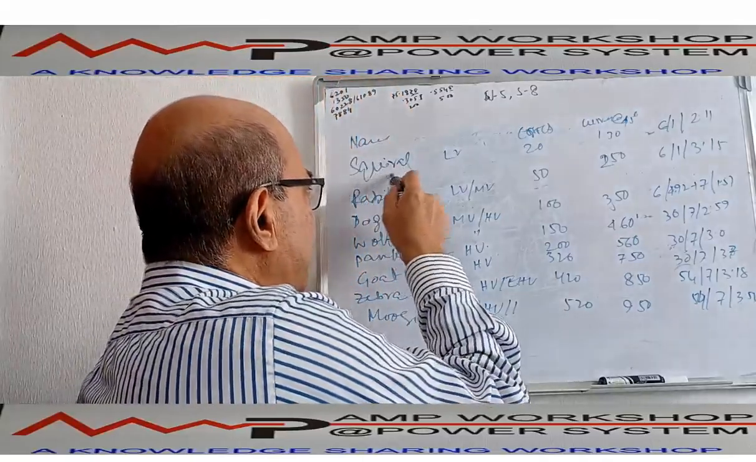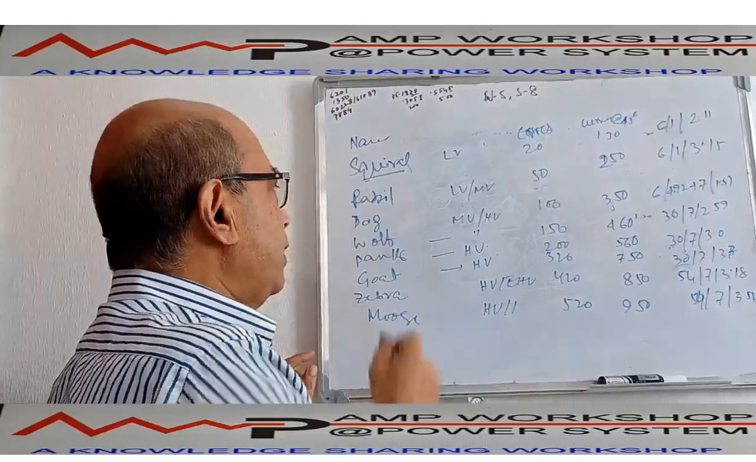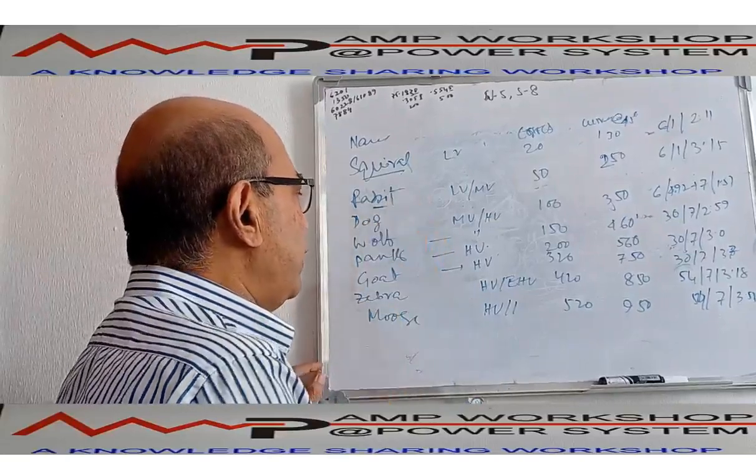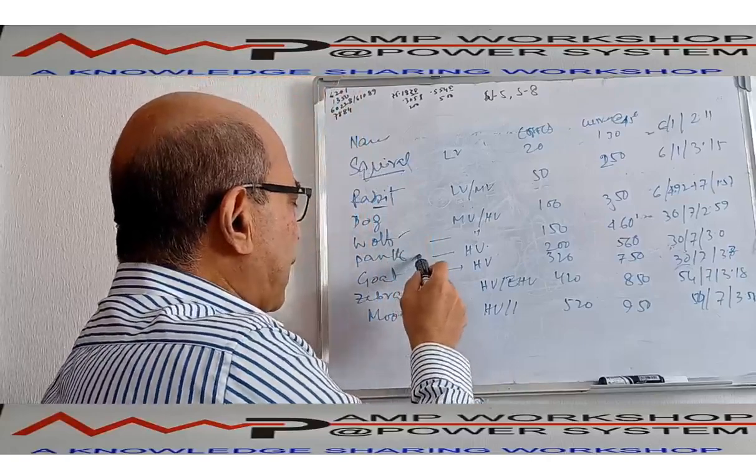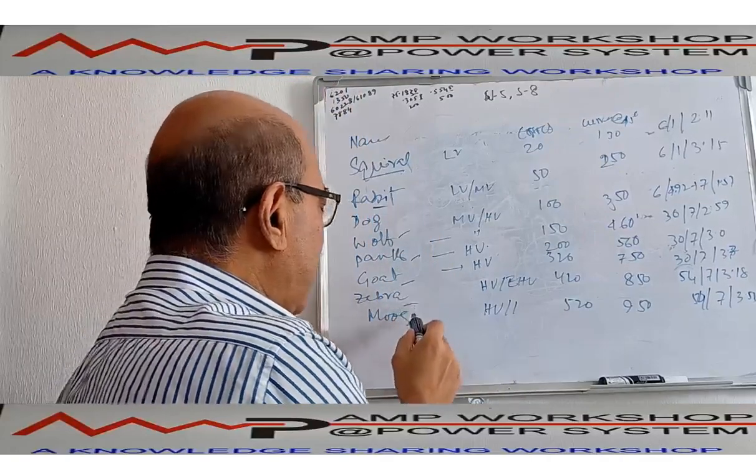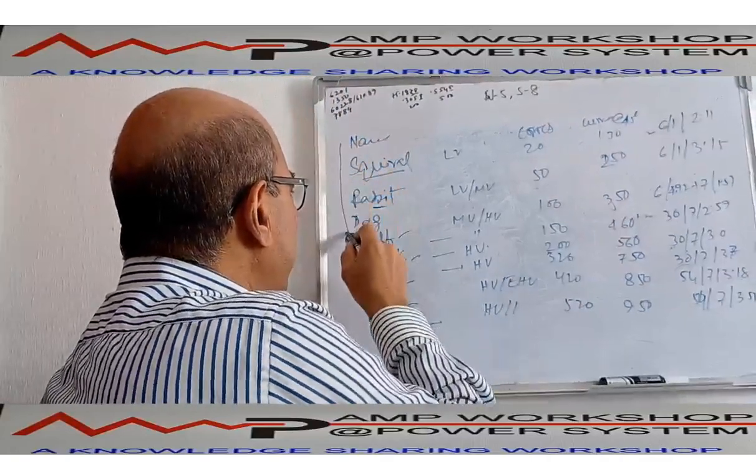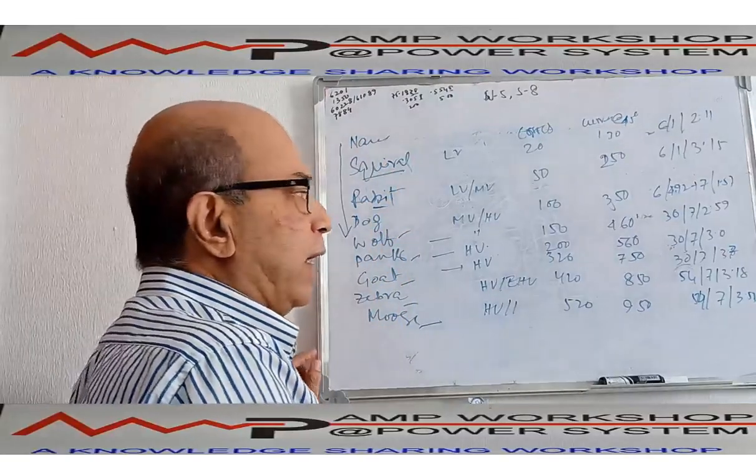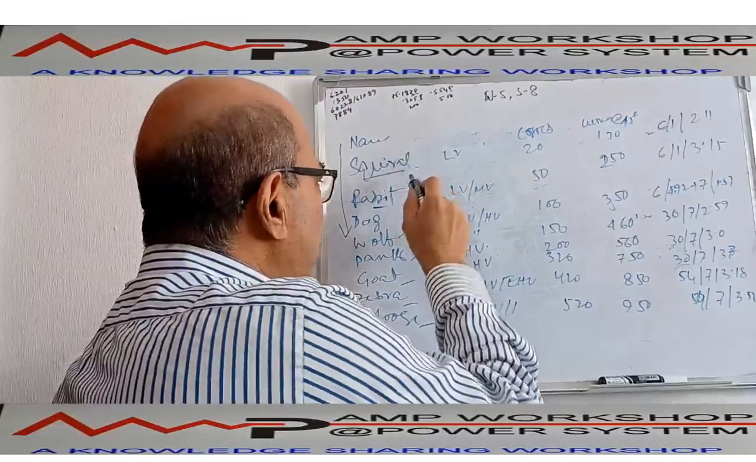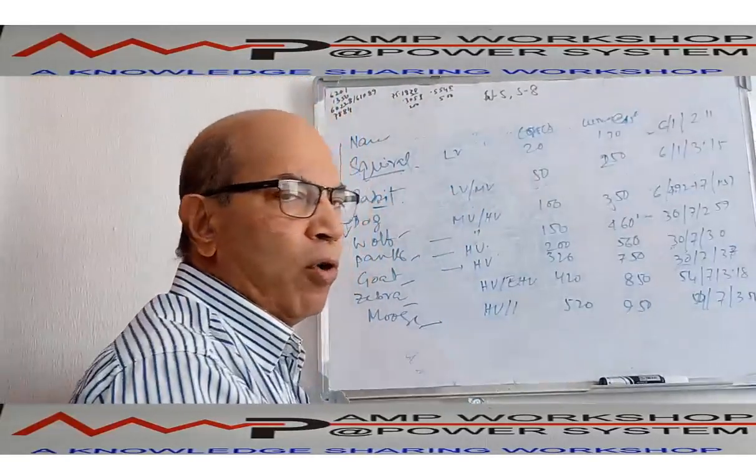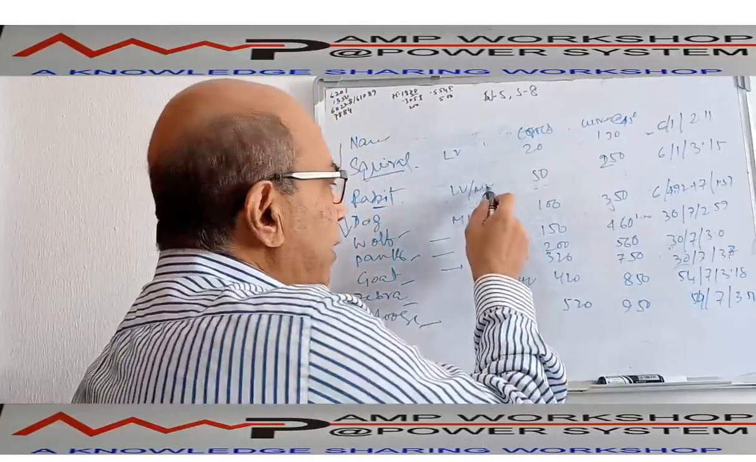Now, the minimum size one we call squirrel. The second one we call rabbit. The third one is dog. Then wolf. Then panther. Then goat. Then zebra. Then moose. They gradually increase in capacity, with higher voltage and higher current capacity. In the case of low voltage, squirrel and rabbit we generally use for low voltage or medium voltage, up to 11 kV.